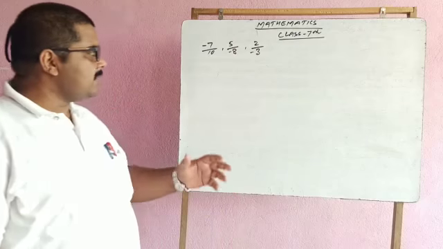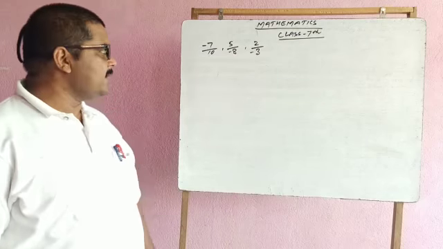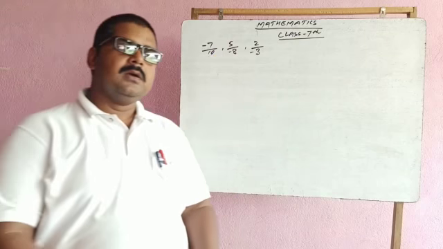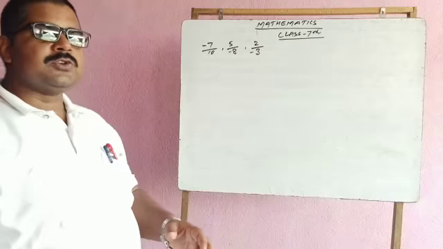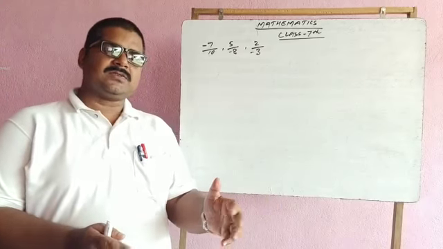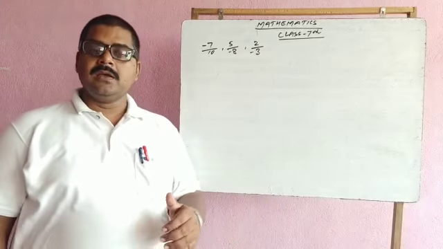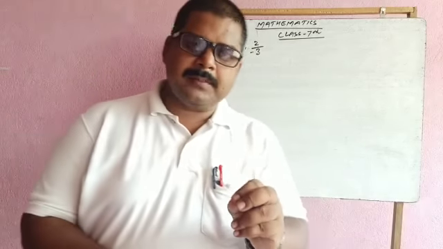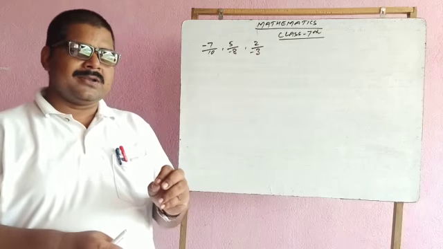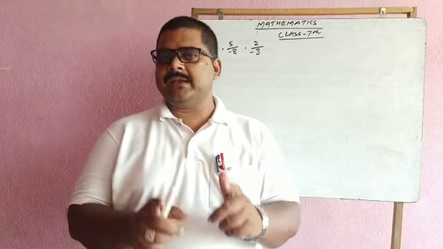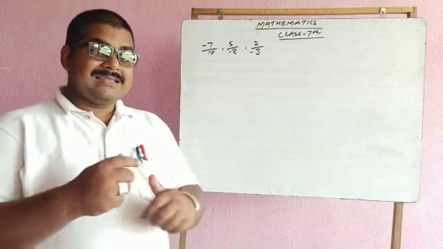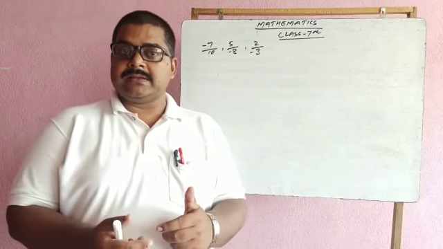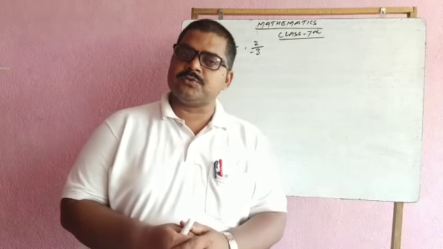Actually, I have just selected the first question: 7 upon minus 10, 5 upon minus 8 and 2 upon minus 3. In this question you have to arrange these rational numbers in ascending order. If any problem has been given for ascending or descending order, then at first you have to find the LCM of the numerators or the LCM of the denominators, and then solve the question.